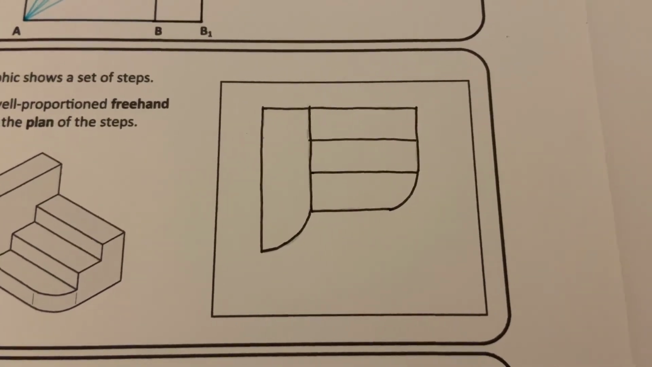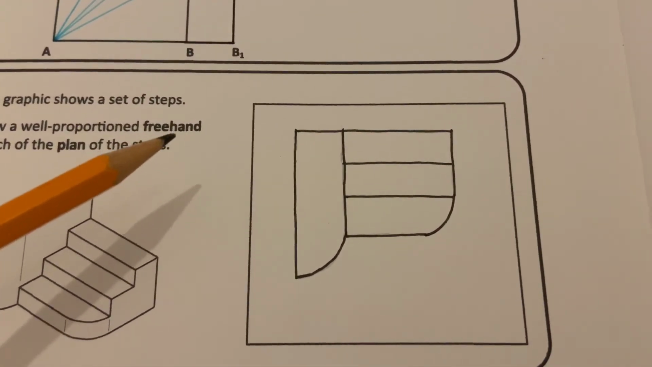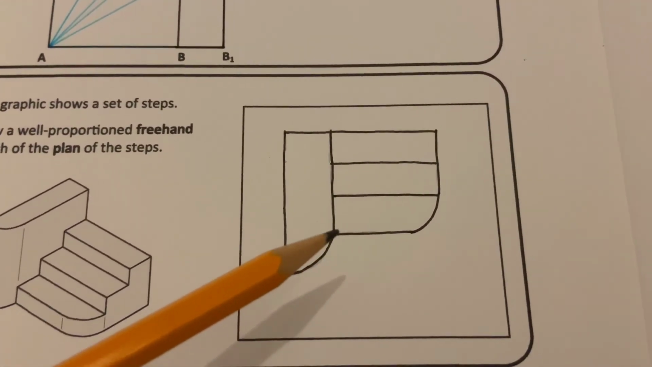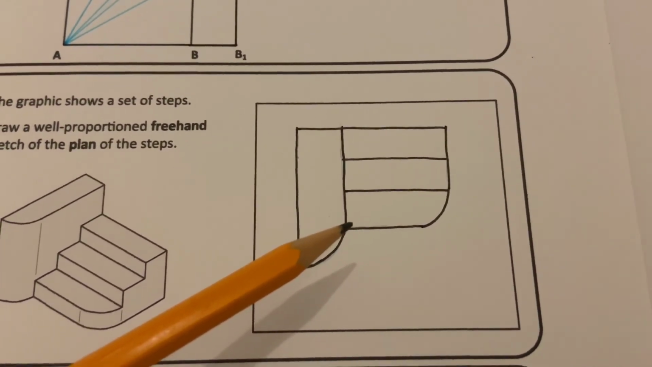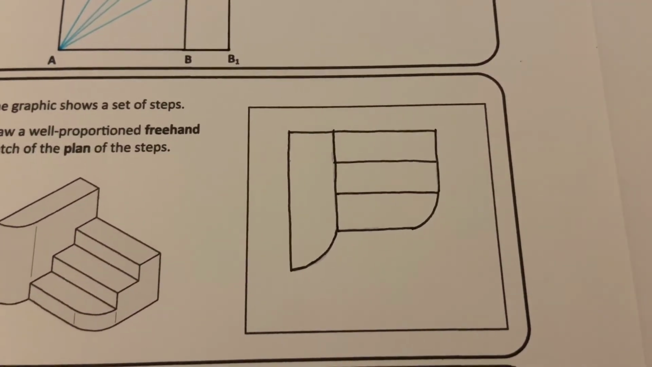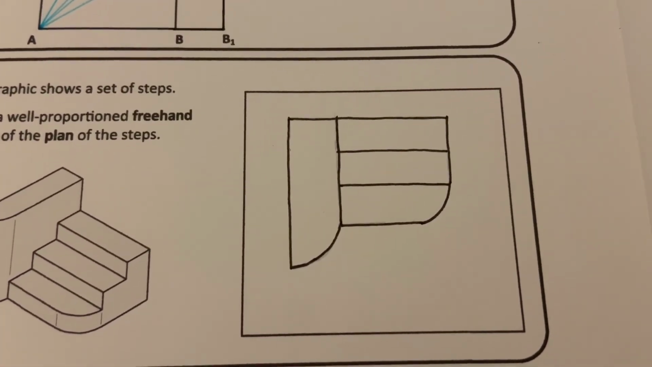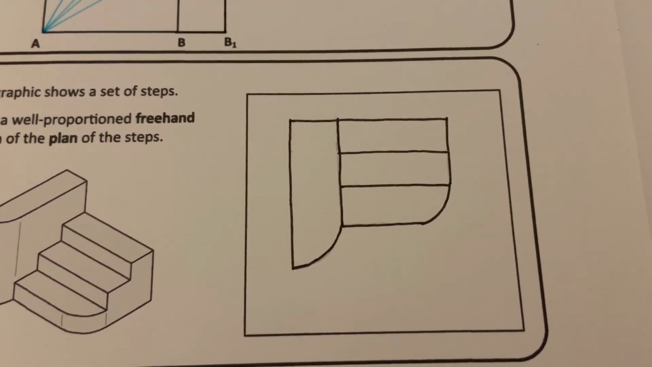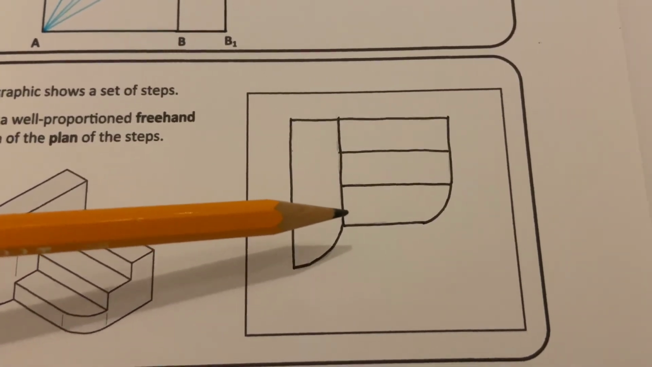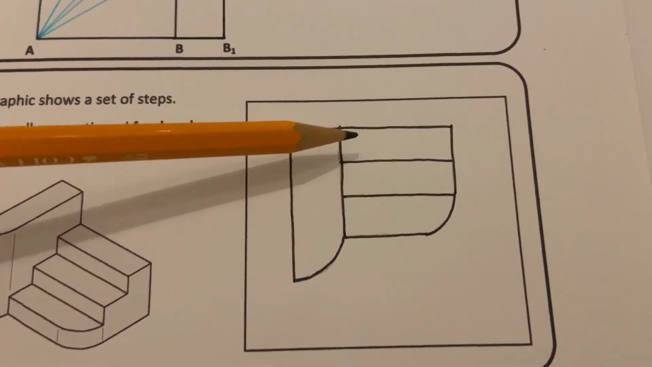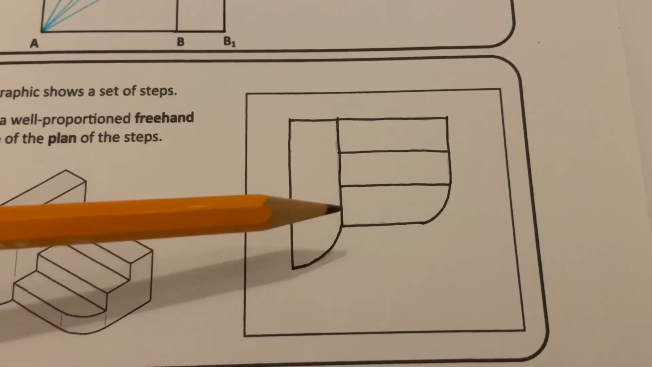Now again, it's important to remember it does say it's freehand, so if there's any evidence of using drawing equipment, again, you lose half the marks for it. So that there is the plan of the steps. When you're drawing that, again, it does say make it well proportioned, so try to keep those measurements there even, judging them by eye.